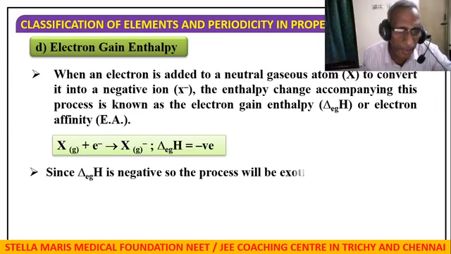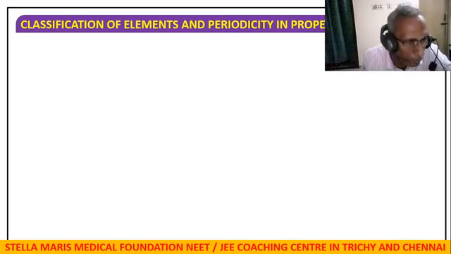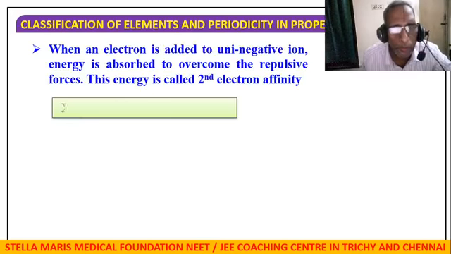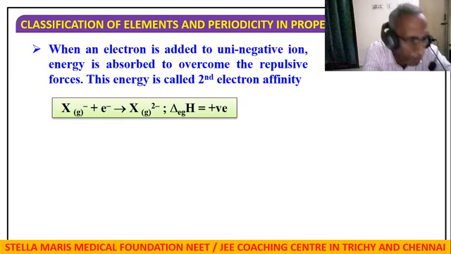So since the enthalpy is negative, the process is exothermic. Right, good. Now, the case when X has become X minus. Now you add one more electron to X minus.